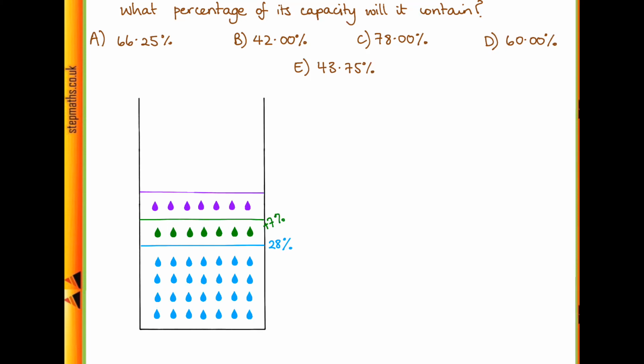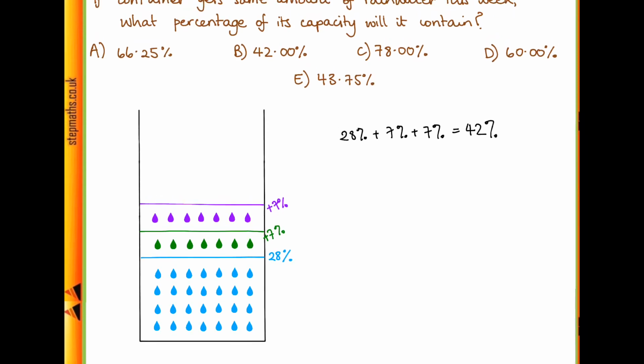And if you don't draw a diagram with loads of water drops, because let's face it, you probably won't have the time, remember we increased by a quarter of what we had originally, and a quarter of 28 is just 7. So we increased by 7% of the total capacity, and then we increased by 7% of the total capacity again. So we have 28% of the total capacity plus 7% plus another 7%, and 28 plus 7 plus 7 is 42%. So our answer is 42, and that gives us solution B.